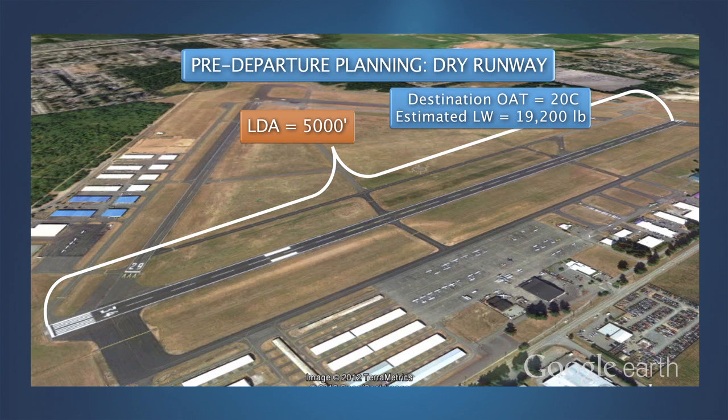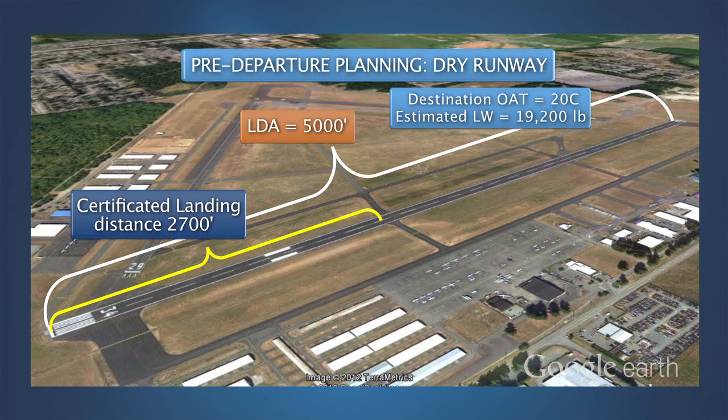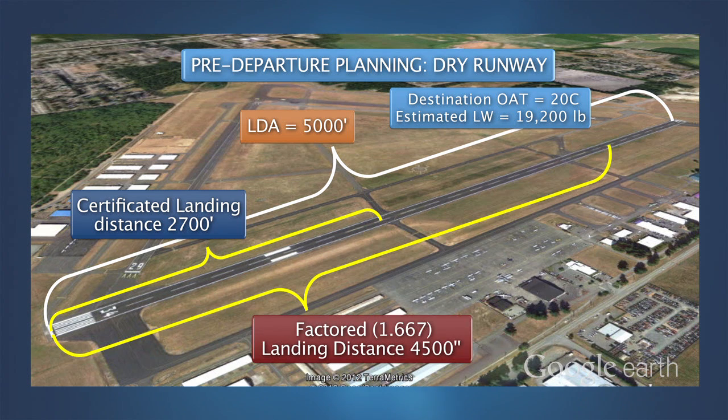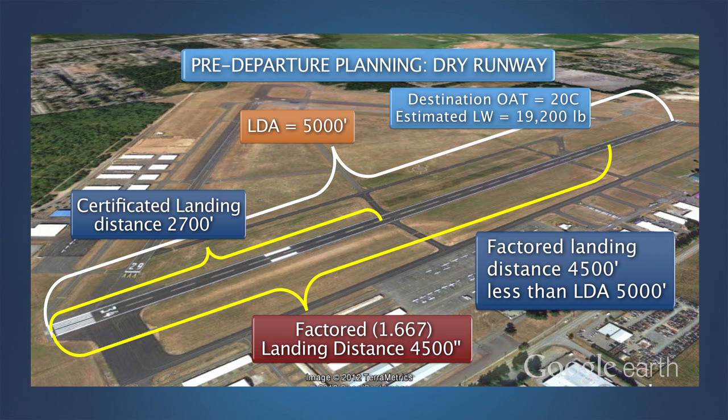Let's use the data we just looked up to perform our pre-departure landing distance evaluation. At 19,200 pounds, the landing distance determined during certification is 2,700 feet, and the factored landing distance is 4,500 feet. Since the landing distance available is 5,000 feet, the runway length is adequate provided the runway is dry.